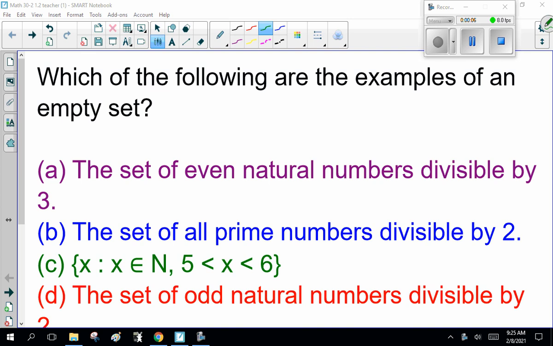Welcome to Math 30-2, Chapter 1, Section 2, Examples of Set Notation. Now, before we get going, let's review a little bit. Which of the following are examples of an empty set?